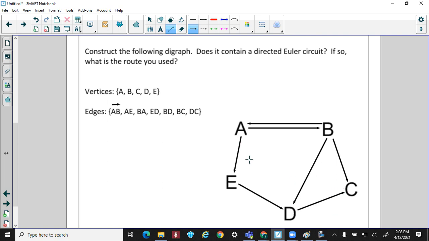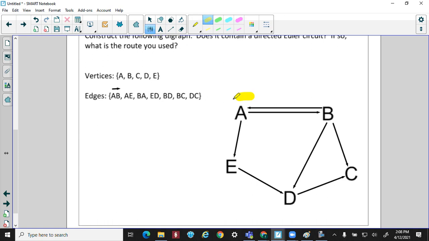Now, analyze. Look at vertex A for a second. You have two arrows leaving, one arrow coming in. That tells me the in-degree and out-degree are not equal, so, boom, no dice. Even look at C. You have two arrows going in, which means you should have two arrows going out, unfortunately. Two arrows coming in, that's all you got. Look at B, three arrows going out, one arrow coming in. That's a mismatch. Look at D, two arrows coming in, only one going out. So because of all that, this would not have an Euler circuit.